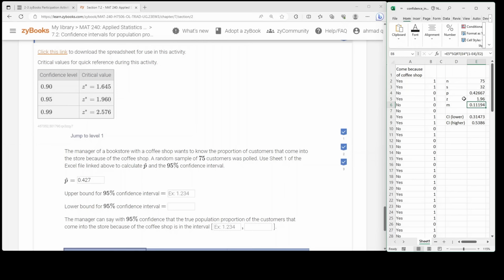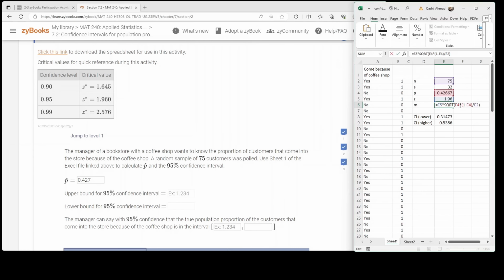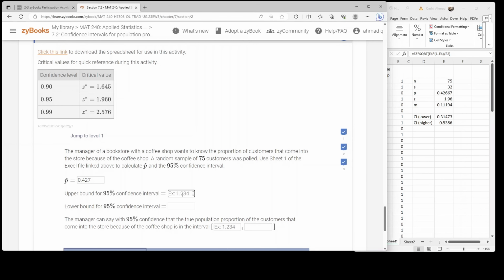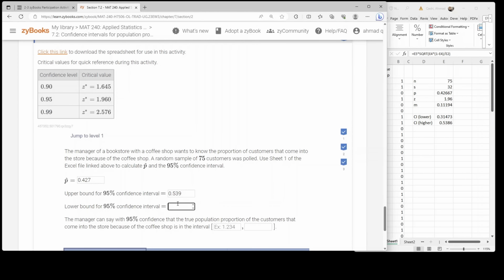Okay, so that's what is shown here in this formula. And so the upper limit is P plus margin of error. That's 0.5386, and I enter just 3 decimal places here. The lower limit is P minus M. So it's 0.315.